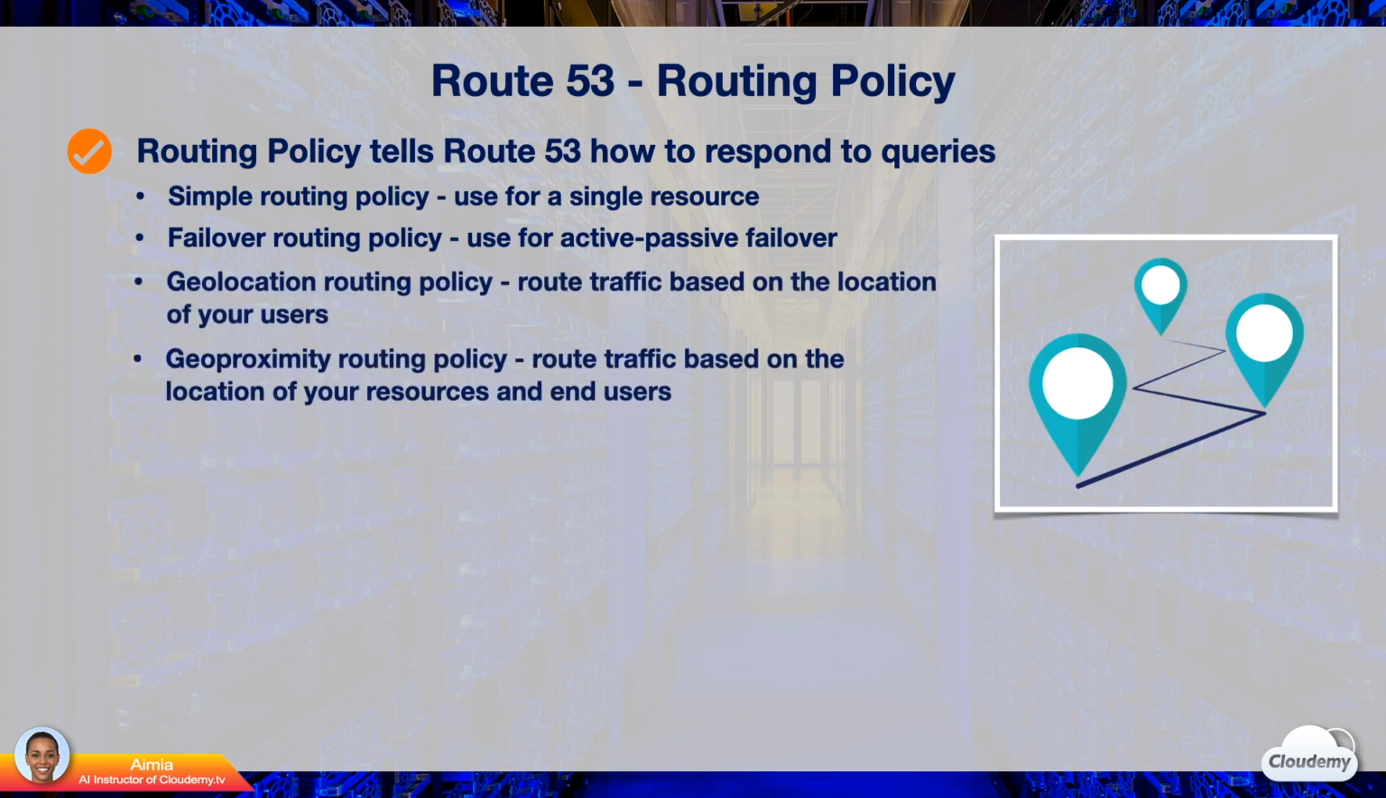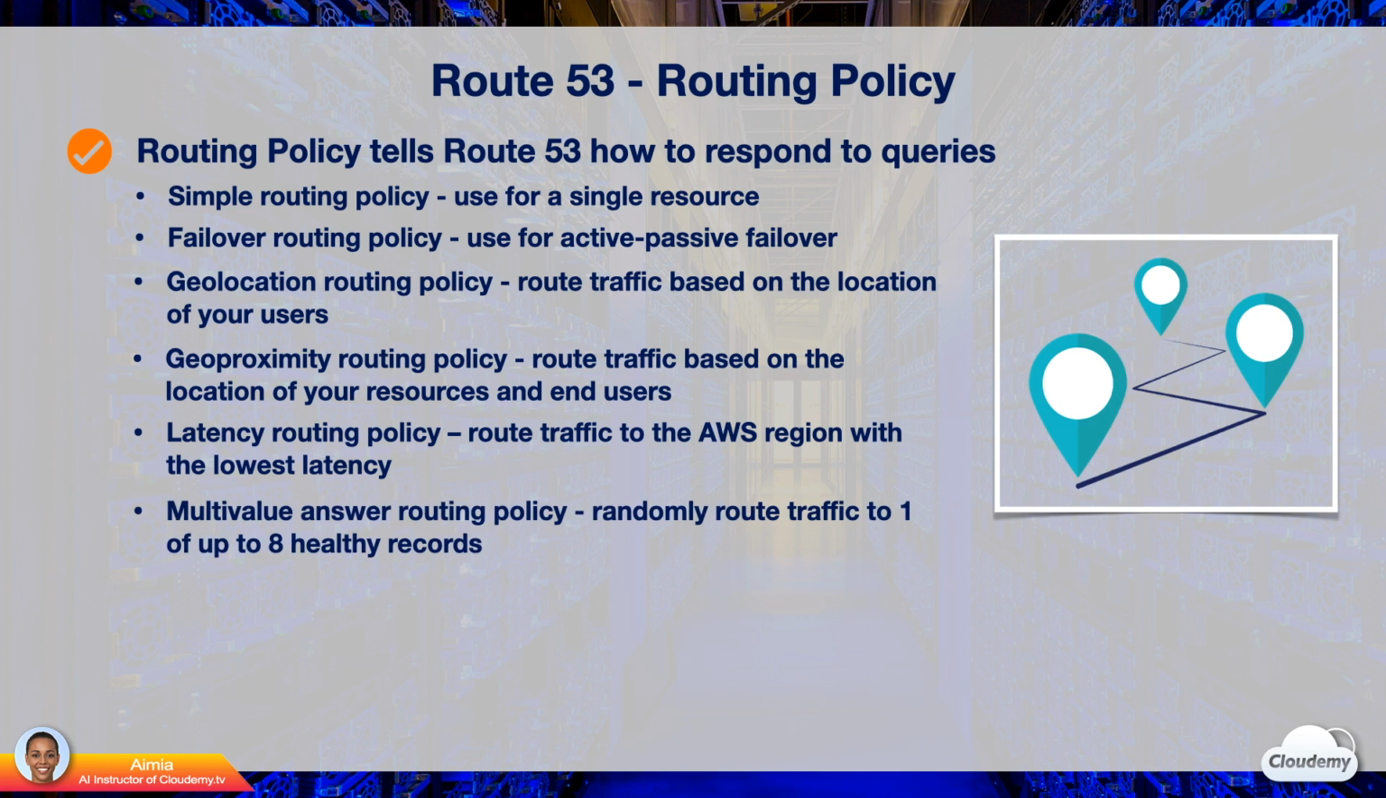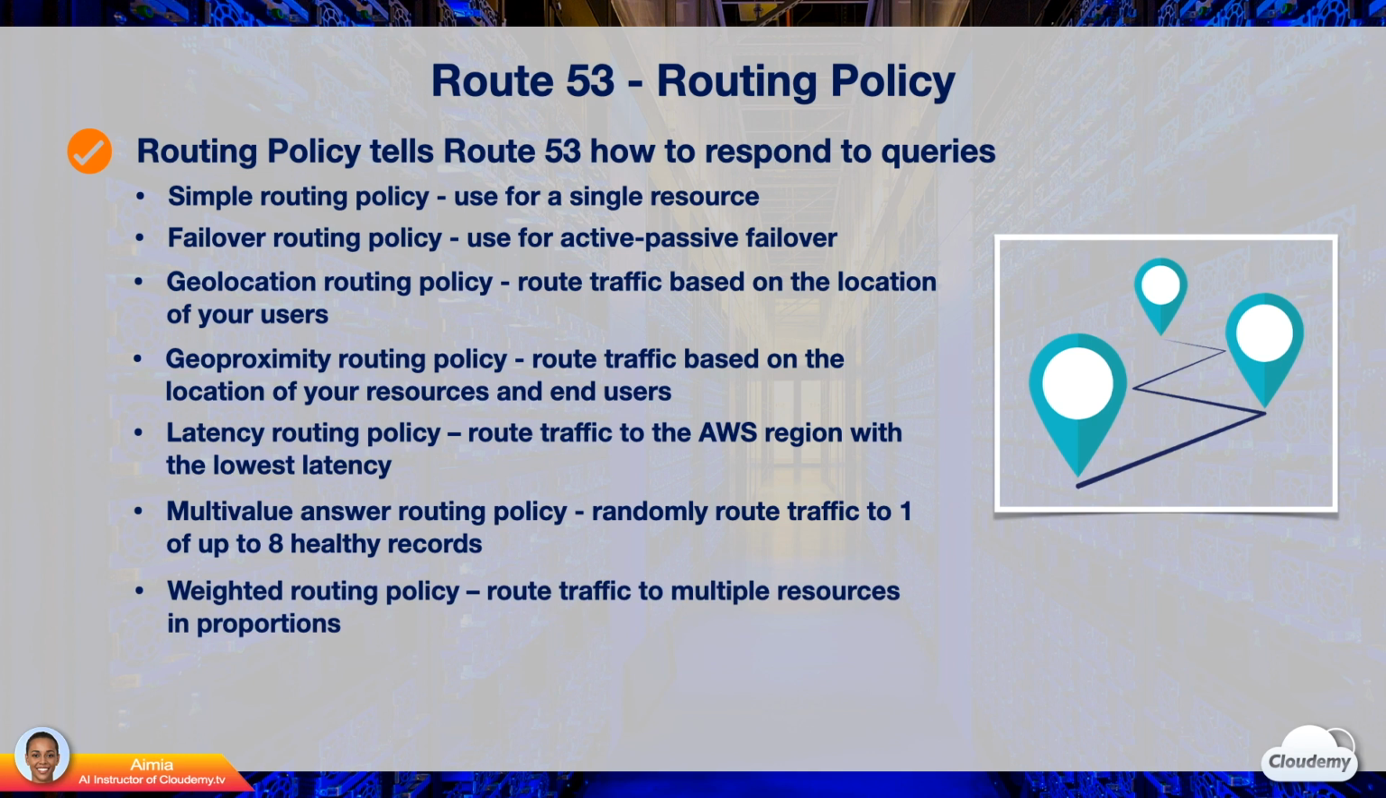Geolocation policy and Geoproximity policy provide you routing based on geographical information of end users. Latency-based routing policy helps route traffic to the AWS region with the lowest latency to your end users. Multivalue answer routing policy can randomly route traffic to one of 8 healthy records. It provides some sort of load balancing for AWS resources. Weighted routing policy routes traffic based on the weight assigned to each record. For example, you can route 40% of traffic to web servers in the US and 60% of traffic to web servers in the APAC region.